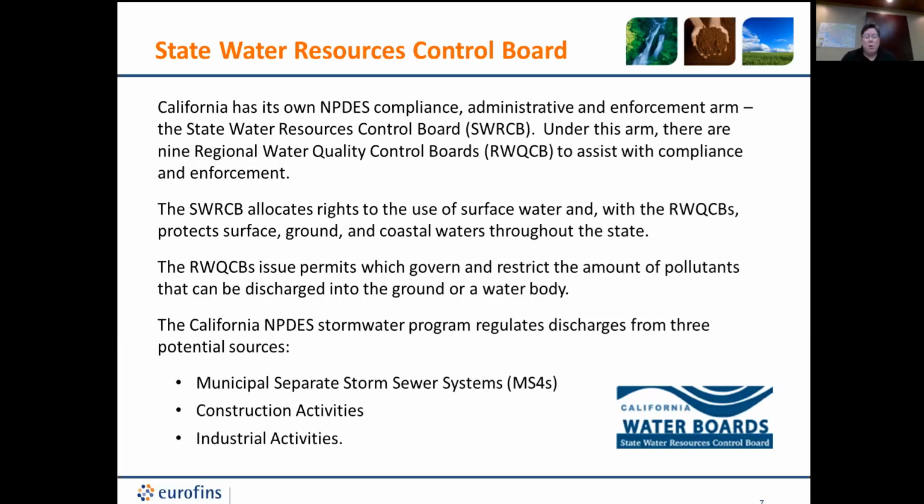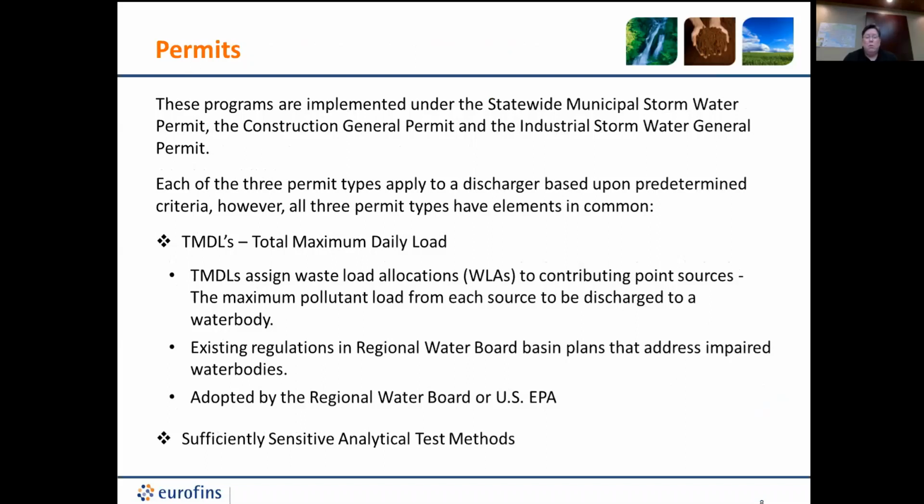So the NPDES program here in California regulates discharges from 3 potential sources: what we call the municipal separate storm sewer systems, or the MS4s, construction activities, and industrial activities. The permits that are issued by the regional boards are implemented under the statewide municipal stormwater permit, the construction general permit, and the industrial stormwater permit. I think there was just a recent update in 2020 for the general permit under industrials. Either way, each of the 3 permit types apply to a discharger based upon predetermined criteria.